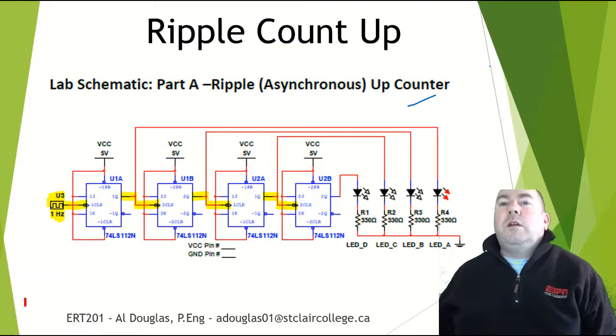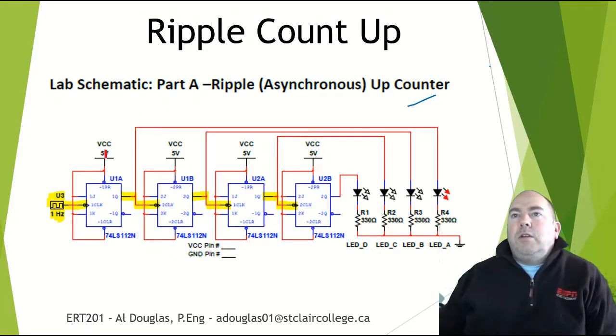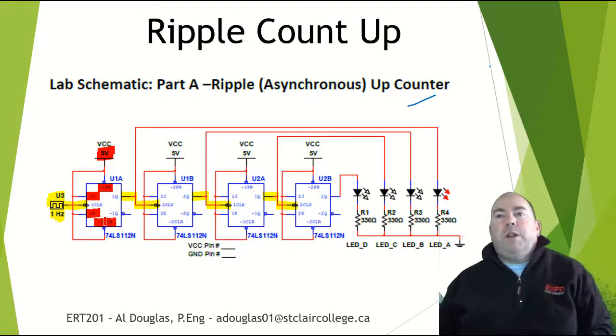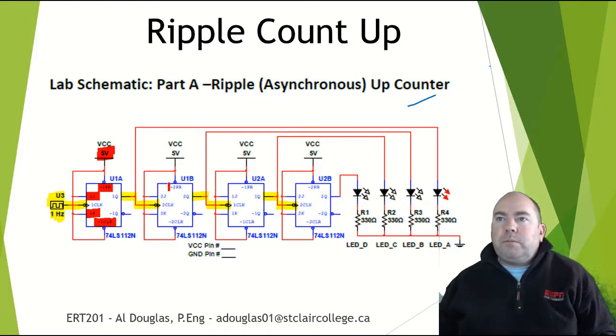The other things we'll notice here as well, connected to 5 volts, we've got a whole bunch of things connected to 5 volts. J and K, both held at 5 volts. Clear and preset, all held at 5 volts. And by doing that, that basically puts this JK flip-flop in toggle mode. You'll see that on each of these flip-flops. That's how these are connected. So this is basically putting this in toggle mode.